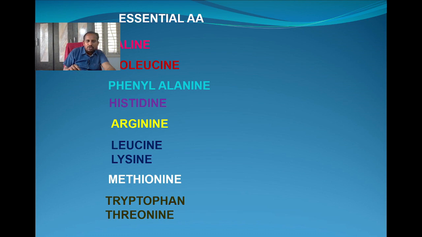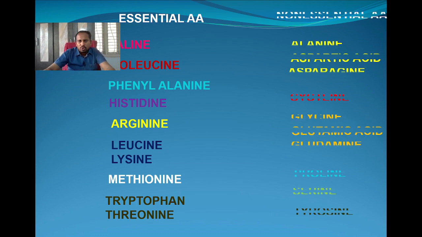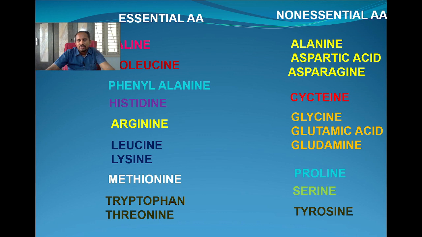Okay, so methionine, M, lysine, leucine is there. Arginine, there are 4 amino acids containing A, but arginine is the essential amino acid. So you have to remember accordingly. So these are non-essential amino acids. The other 10 are non-essential: alanine, aspartic acid, asparagine, cysteine, glycine, glutamic acid, glutamine, proline, serine, tyrosine. So these are the essential 10 amino acids, and these are the non-essential amino acids.